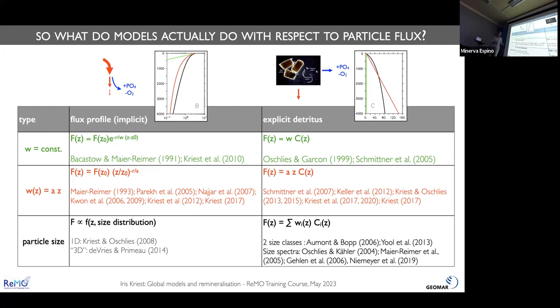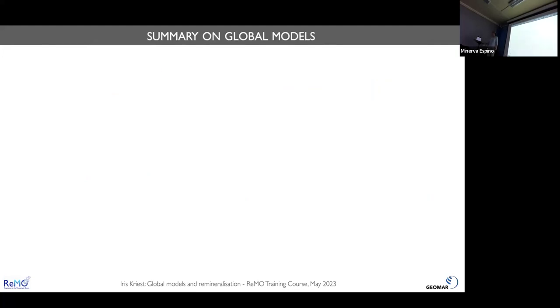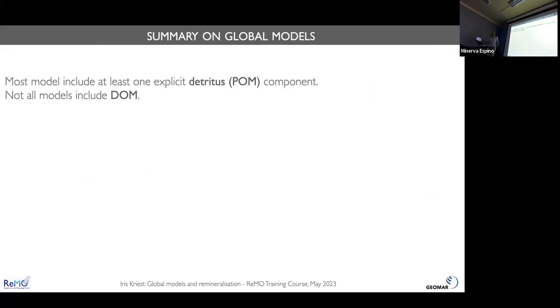The situation is quite similar for the parameterization of remineralization in those models. Most models assume temperature dependency or oxygen dependency, but then they are all over the place. So that's the summary of global models. More details, by the way, in particular on whether models include dissolved organic matter or not, are in this REMO recording from the REMO seminar series, which I strongly recommend watching because these are really very nice.